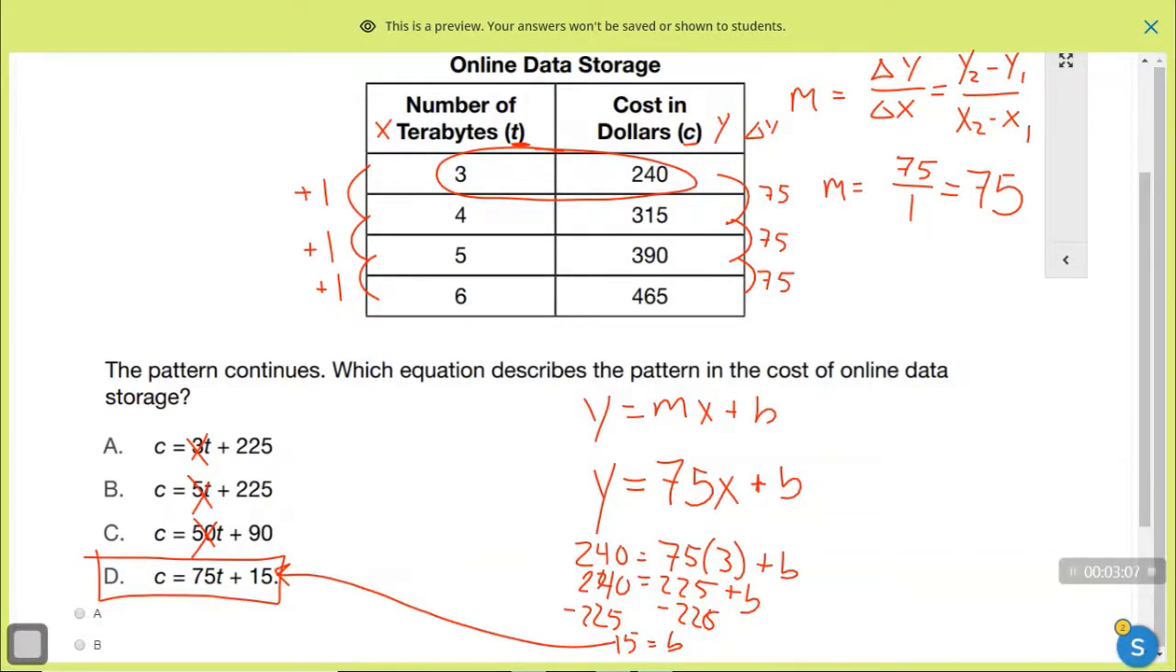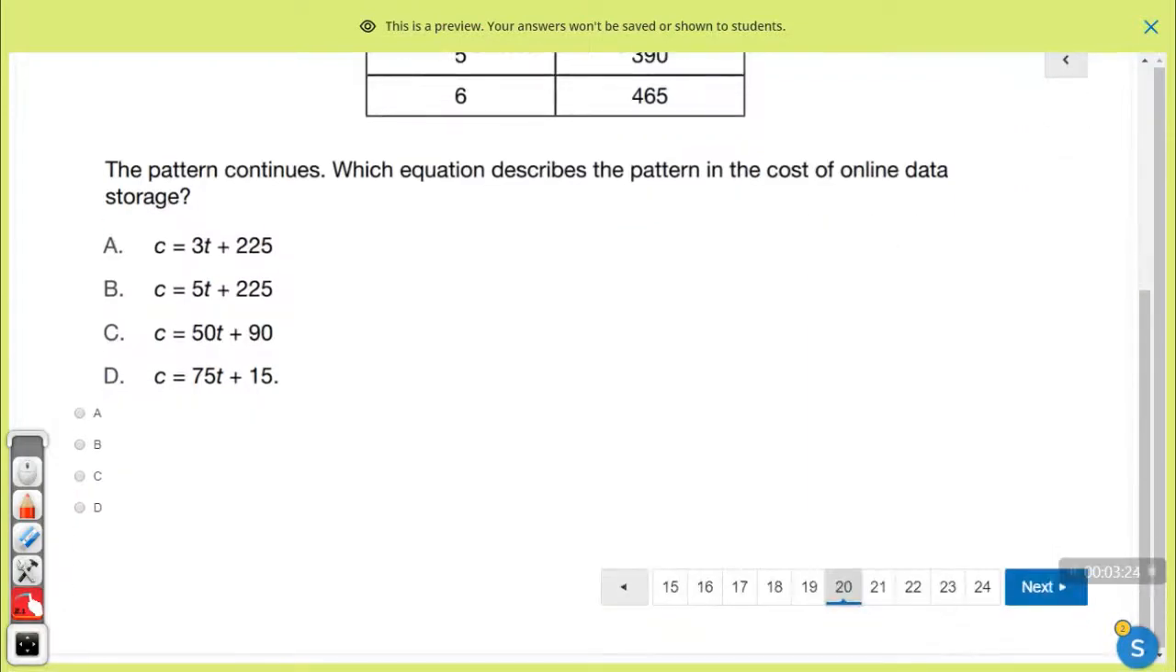Okay, so either way we could do that. We could find our slope. You could also go back in your table if you wanted to. You could go back down to 2, then back down to 1, and then back down to 0 to see that 15 is the beginning amount of cost, the initial cost in this case. All right, let's go to our next question.